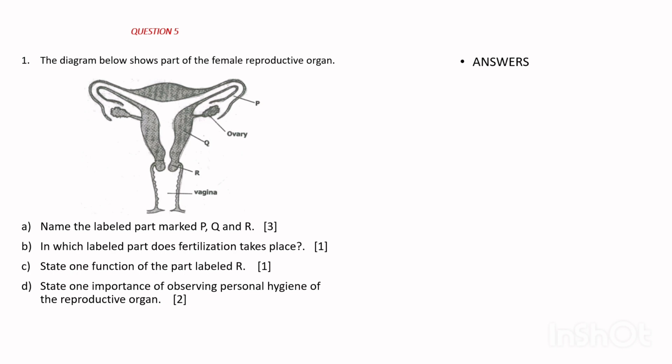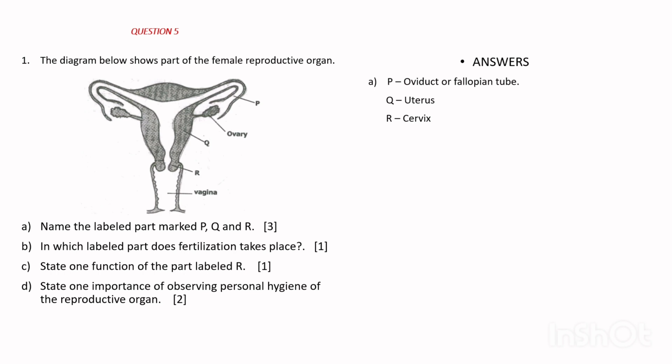Question 5. Question 1. The diagram below shows part of the female reproductive organ. You can pause the video, try to attempt this question, then compare your answers. Question A. Name the labeled part marked P, Q, and R. Okay, so they want you to label them. Part P, the oviduct or the fallopian tube. Then part Q, we are saying part Q is the uterus. Then part R is the cervix.